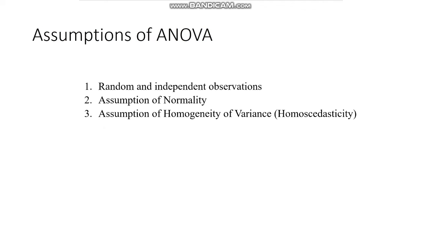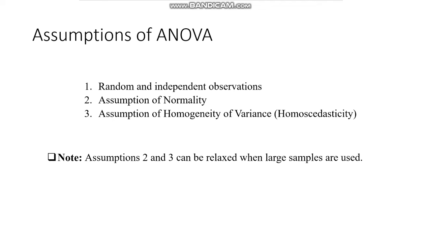Assumptions of ANOVA are similar to the assumptions of the t-test: that the data are randomly collected and there are independent observations. We have the normality assumption, that each group has an approximately normal distribution, and also the assumption of equality of variance, that the variance of each group is equal to the others. Notice that assumptions 2 and 3, the normality assumption and the equal variance, can be relaxed when you have a large sample size.